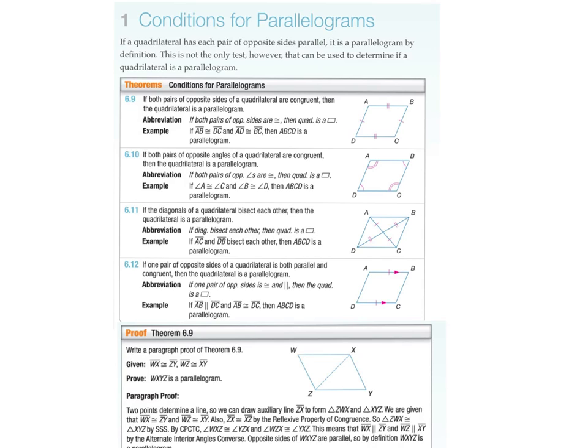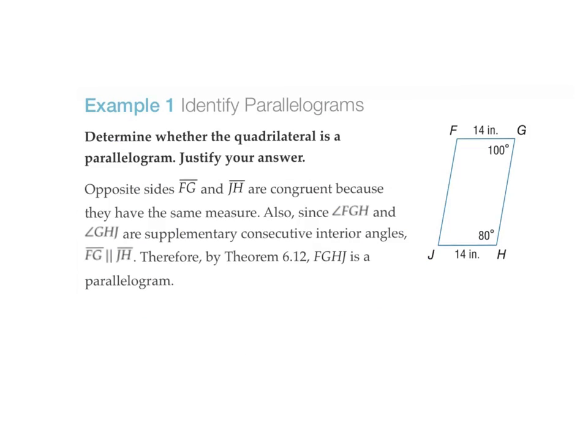Opposite sides are congruent, opposite angles are congruent, the diagonals must share a midpoint, and not only are opposite sides congruent, they are also parallel. So make sure you read through all the theorems to make sure that you've got all the information that you need. Okay, here's example 1.